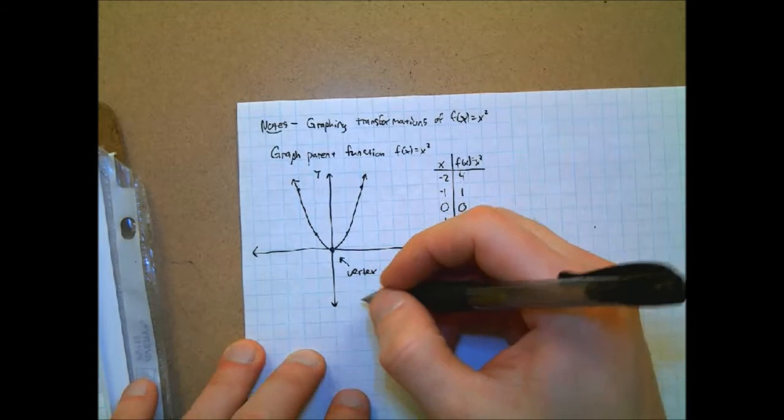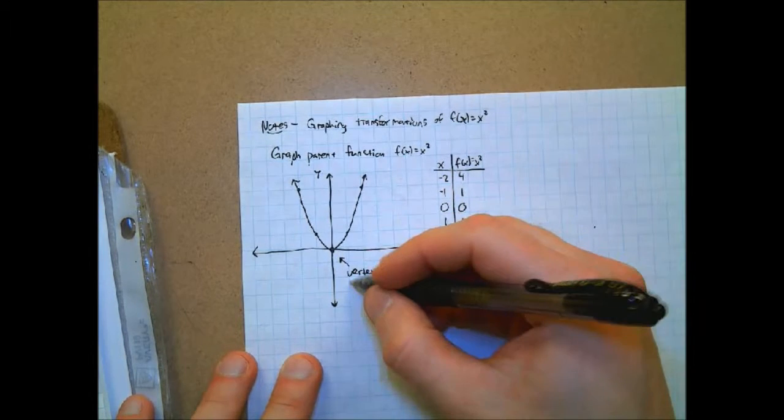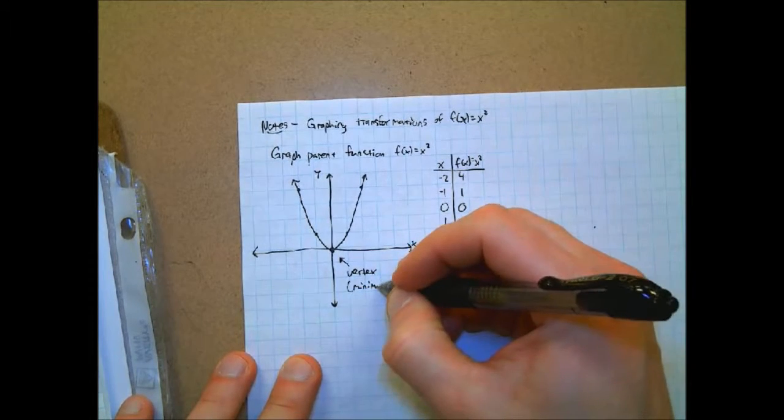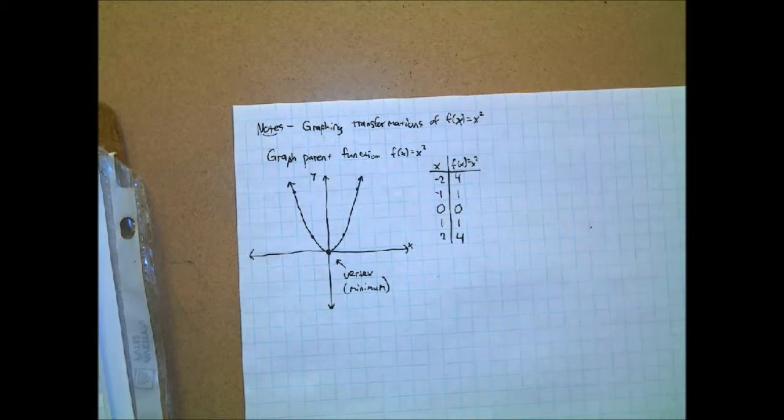We can also call the vertex here, in this case, a minimum. Okay, right? It's the lowest point. The vertex for a parabola will always be a minimum or a maximum. Just like the vertex for the absolute value function was always either a minimum or a maximum point. Okay?